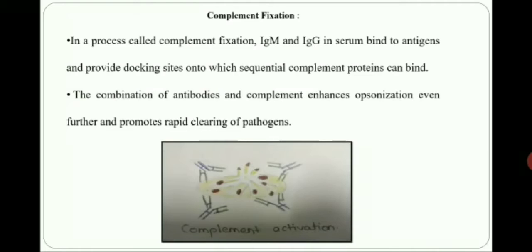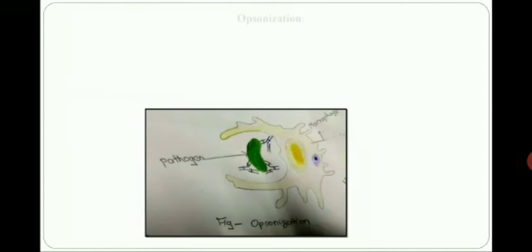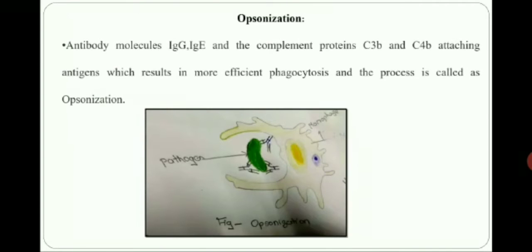So when these two molecules bind to the antigen, they enhance the opsonization process and it promotes the rapid clearing of pathogens. Now the next role of the antibody molecule is in the opsonization process. In this case, antibody molecules like IgG and IgE play an important role. In addition to these two antibodies, the complement proteins C3b and C4b attach to the antigen and it results in the efficient phagocytosis process, and the process is called opsonization.